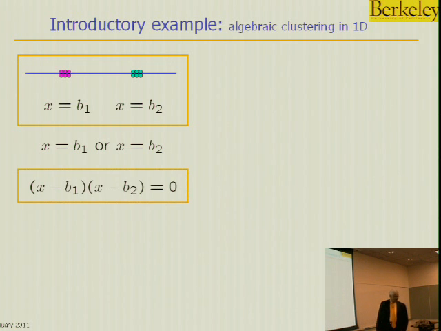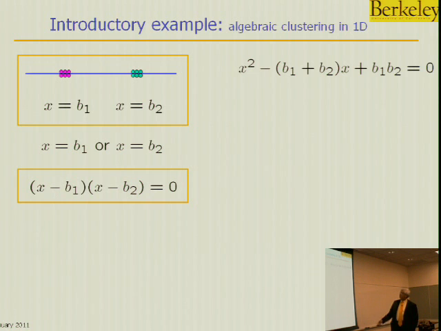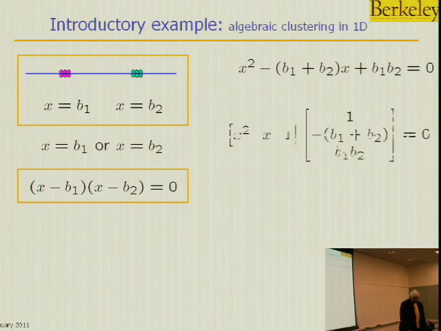If you convert that to a formula, x equals b1 is the same as x minus b1 equals 0, and x equals b2 is x minus b2 equals 0. And the "or" connective is a multiplication, right? Because if you say this is equal to 0 or this is equal to 0, it's good enough to say the product is 0, because the product is 0 if either one of them is 0. So every point in this cluster should satisfy the quadratic formula x squared minus (b1 plus b2)x plus b1 times b2 equals 0. Okay? So that's easy stuff.